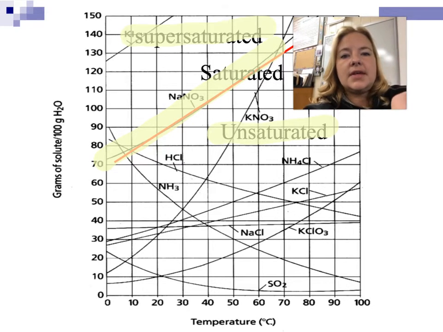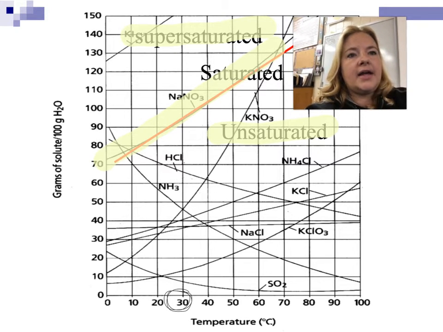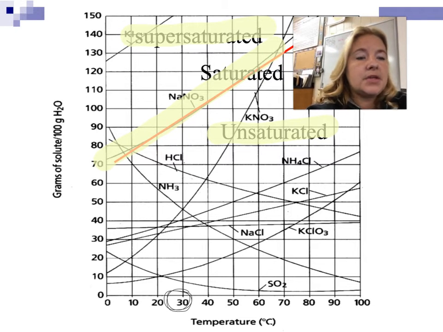If I were to give you the example of, let's say that in 30-degree water, I have dissolved 80 grams of sodium nitrate. Well, you can see I'm below the line. So that means that my material is unsaturated. If at 30 degrees I got 120 grams in there, then I would be supersaturated.